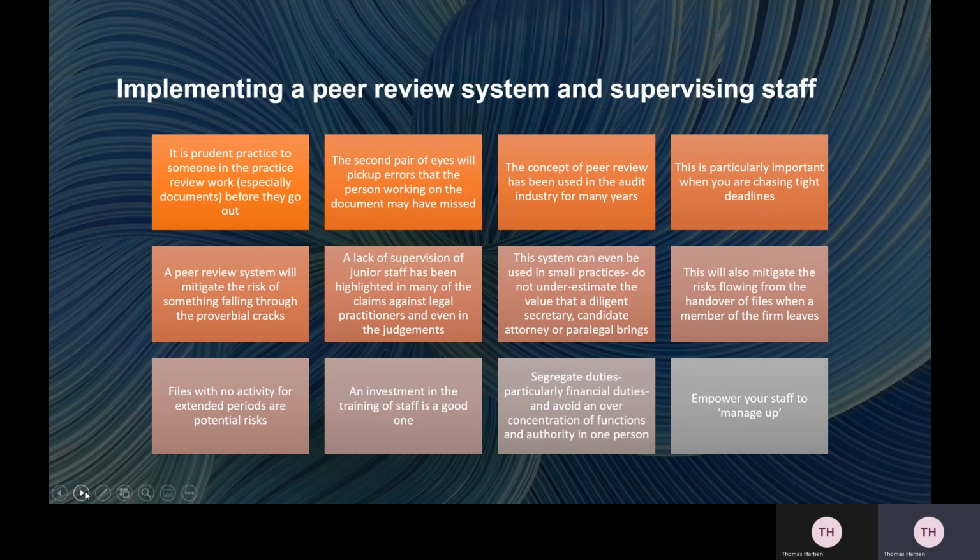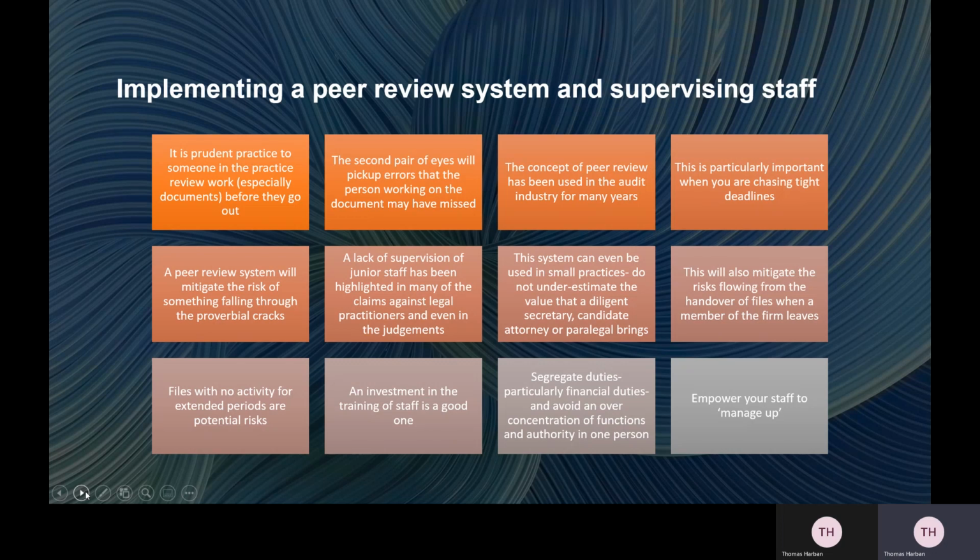The lack of supervision of junior staff has been highlighted in many of the claims that we deal with, as well as in the judgments that are handed down in these matters. Yes, it's good to empower people, to give them some level of independence, but as I keep saying, the buck stops with you. You need to check their work from time to time.